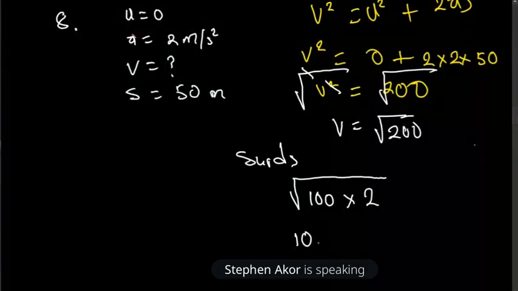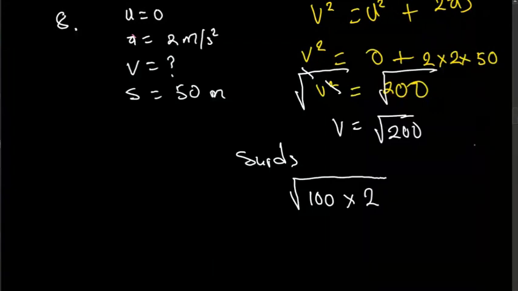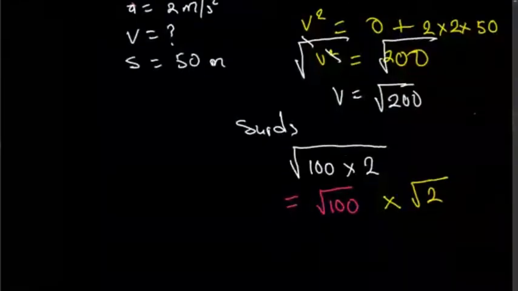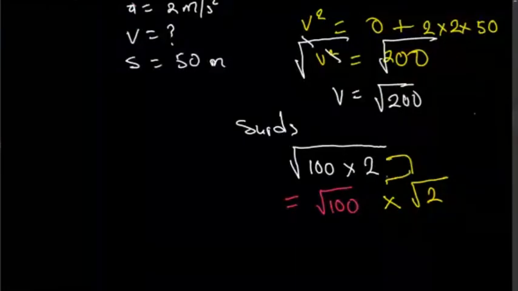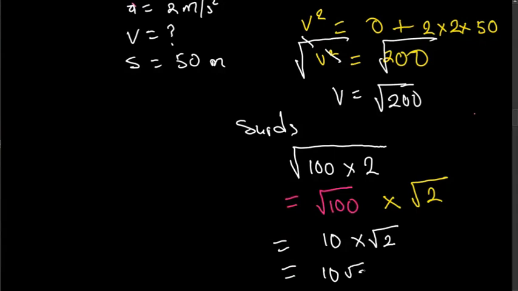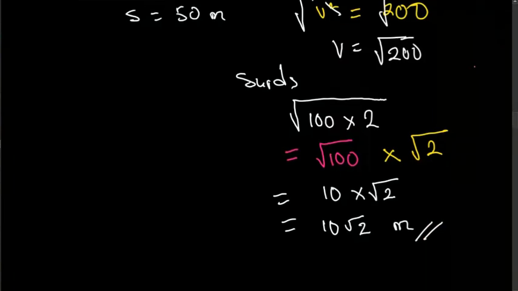Let me teach you something. Square root of 200 is the same thing as saying square root of 100 times square root of 2. These two are the same. So square root of 100 is equal to 10. So we have 10 times what? Times root 2. So our answer is what? 10 root 2 meters. Is that understood?